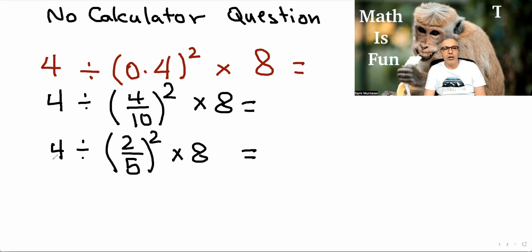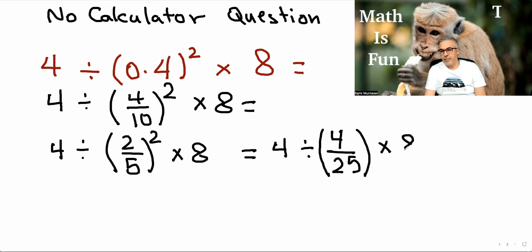Now, I could keep the 4, divide by, yeah, you could square the fraction. So you square the 2 and you get a 4, and you square the 5 and you get 25. Times 8.